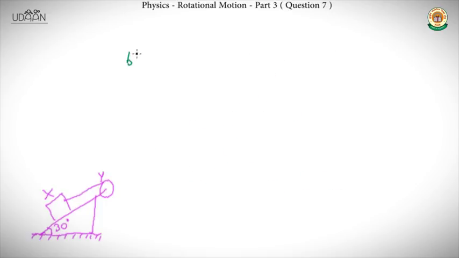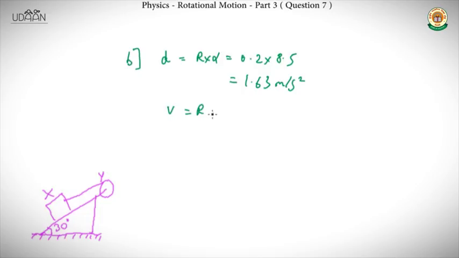Now we come to part B of the question. Here we need to find the displacement of the body until it comes to rest. For that, let's take the deceleration to be d, which is equal to R into alpha, which will be 0.2 into 8.15, which is 1.63 meters per second square. We also know the initial velocity v, which will be equal to R into omega, which is 0.2 into 10, equal to 2 meters per second.